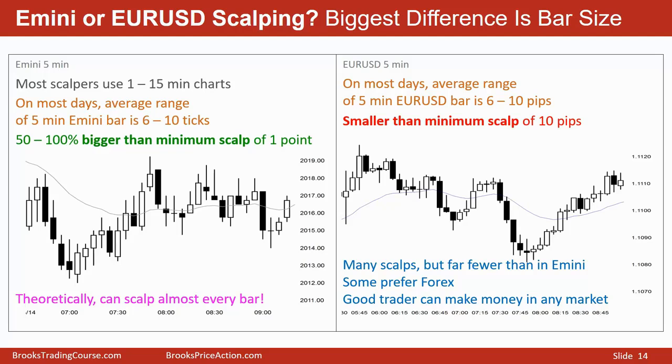However, some traders simply prefer trading the forex markets, for a variety of reasons. First of all, you have much more flexibility over your position size, especially if you have a smaller account. A good trader is going to make money in any market. It does not matter if you prefer to scalp in Forex markets compared to the E-mini.